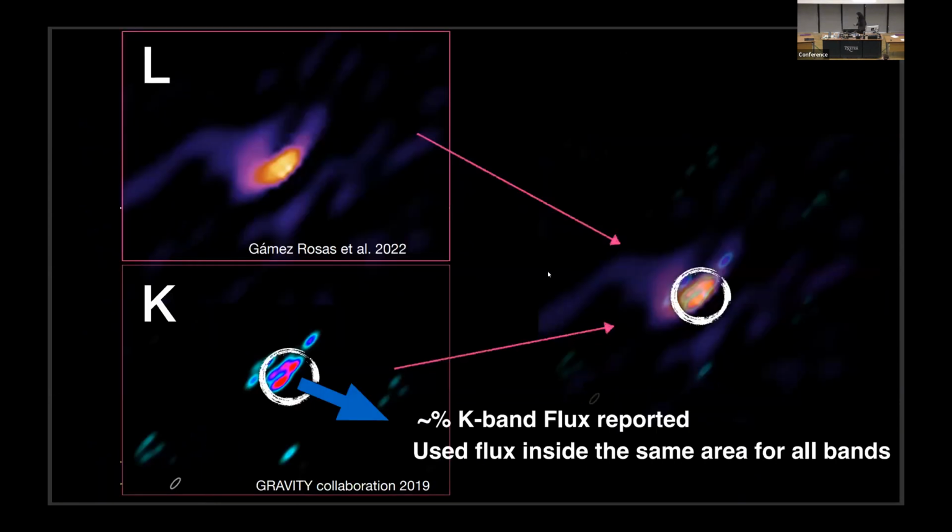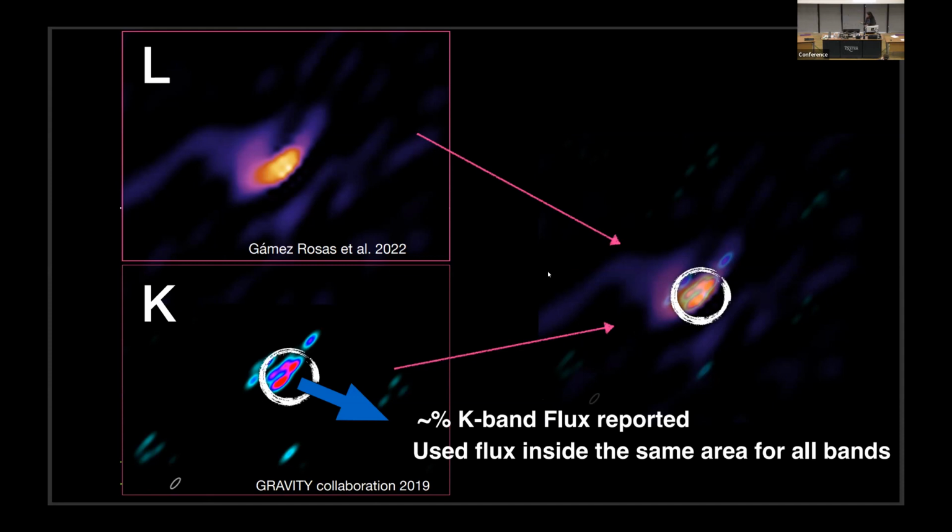Now, what's going on with the K-band flux? We actually had a problem: we took the GRAVITY paper, and the K-band flux was too high compared to what we were doing. So we actually had to talk to the GRAVITY team and ask them, okay, what are you reporting? What did you do? What exactly is happening with the fluxes?